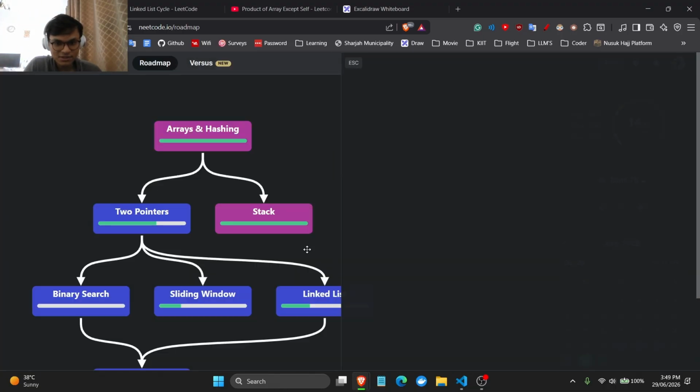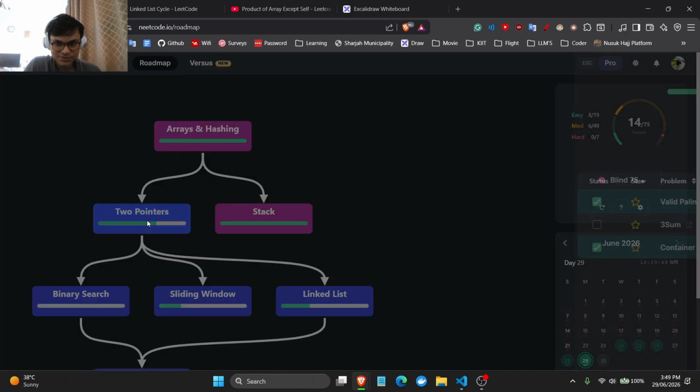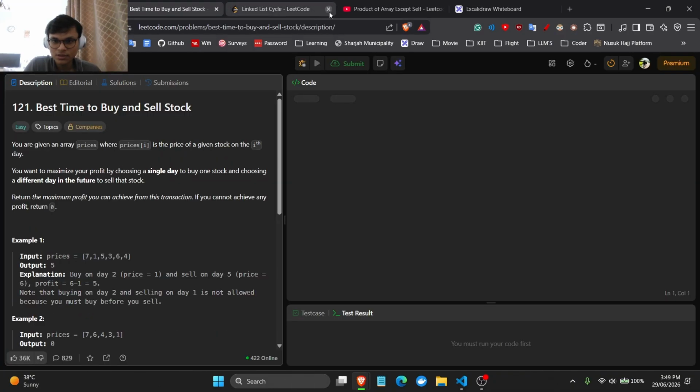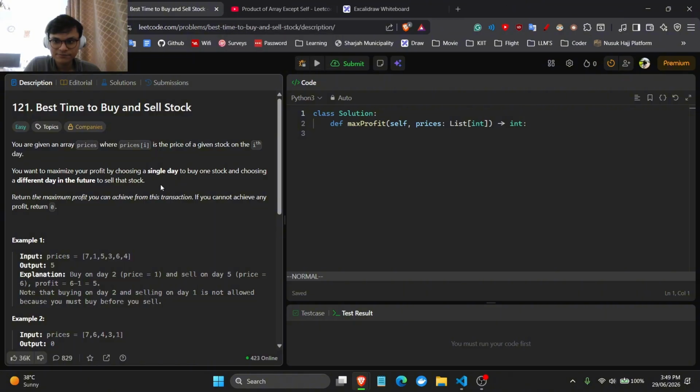Anyhow, I think we will end this with doing best time to buy. Let's see if this is on premium or not. It's not on premium, so we could use this. Cool. You are given an array of prices where prices[i] is the price of a given stock on the ith day. You want to maximize your profit by choosing a single day.